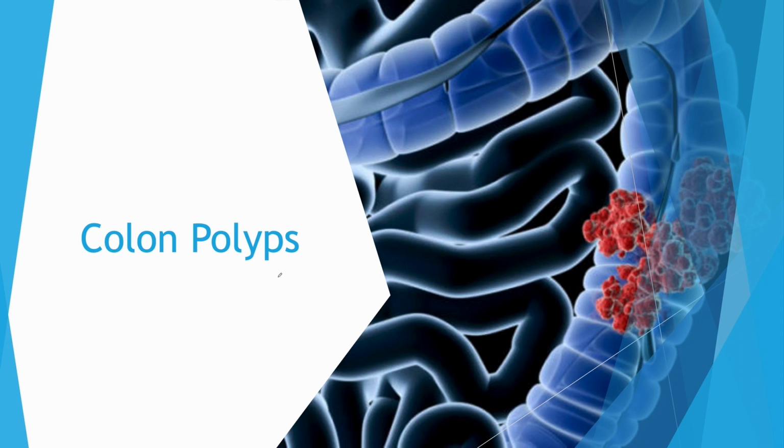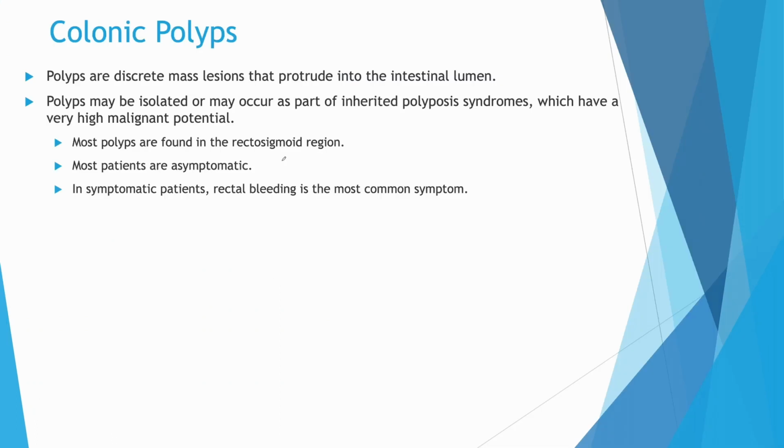All right, so we talked about colorectal cancer, but we can't talk about colorectal cancer without talking about colon polyps, because colon polyps can be benign, but they can also be precursors to cancer. What is a polyp? Well, it's a little mass or lesion that protrudes into the intestinal lumen. So we have the intestinal lumen like this, and the polyp comes out into there. And there are different kinds of polyps. I'll show you some different pictures of them. It can be isolated, so you can have isolated polyps throughout, or it can be part of one of the inherited polyposis syndromes, and those have a very high malignant potential. We will talk about those separately.